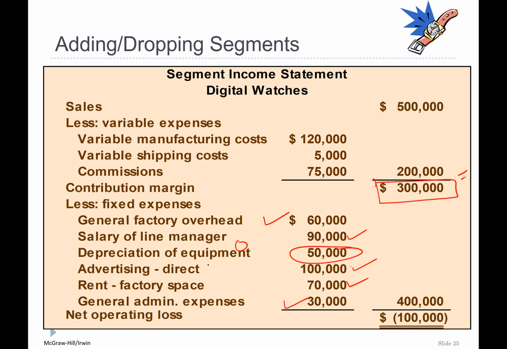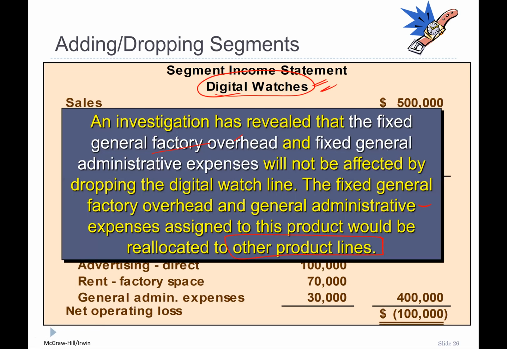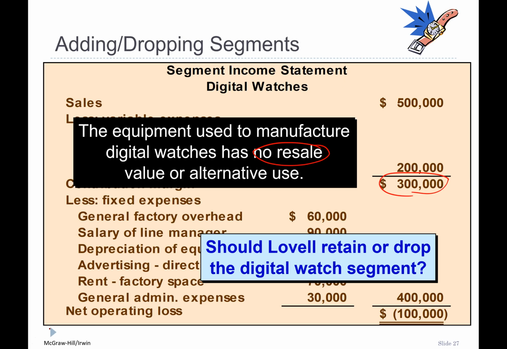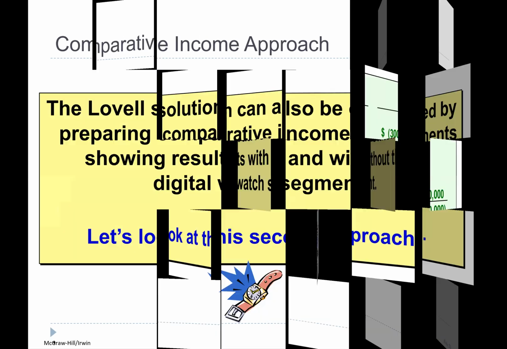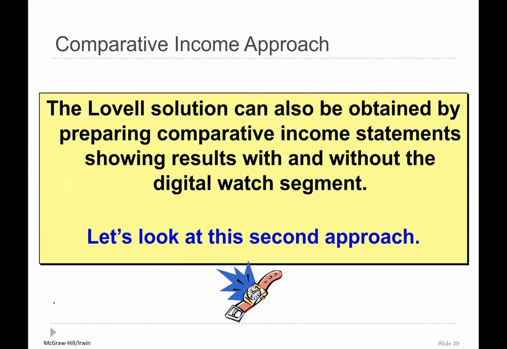So here we go. You are saving 260,000 in cost, but you are losing 300,000 in profit. Even though the Lowell digital watch line is giving you a 100,000 loss, it's still better to retain that one.